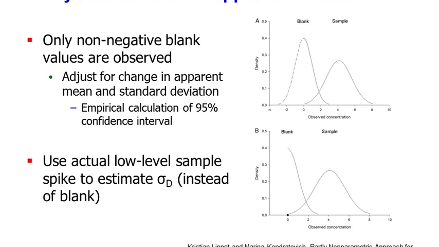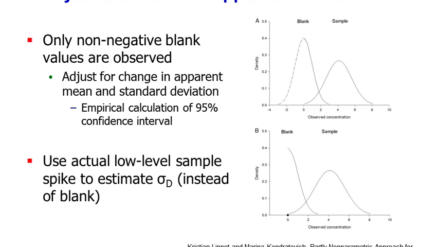So what they did, in order to deal with the non-negative issue for the blank, was use an empirical calculation for the 95% confidence interval. Instead of using the normal distribution critical value to estimate the multiplying factor for your LOD, they run the sample multiple times with just the blank, then calculate a 95% confidence interval and use that.